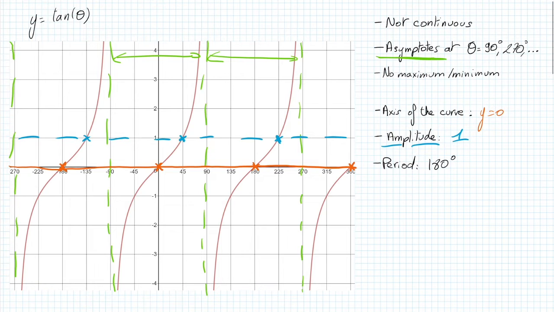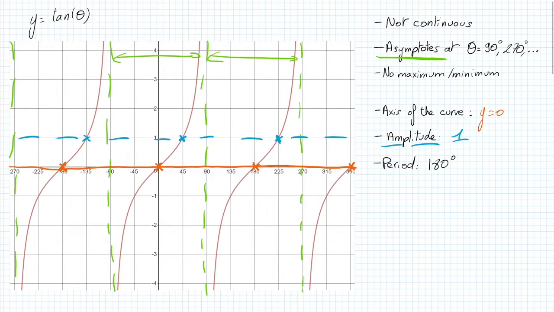One thing you can notice is that on the cosine and sine functions we had a maximum. Here, because of the asymptote, we don't have a maximum. So the tangent goes up to infinity and goes down to minus infinity. So there's no maximum, no minimum.